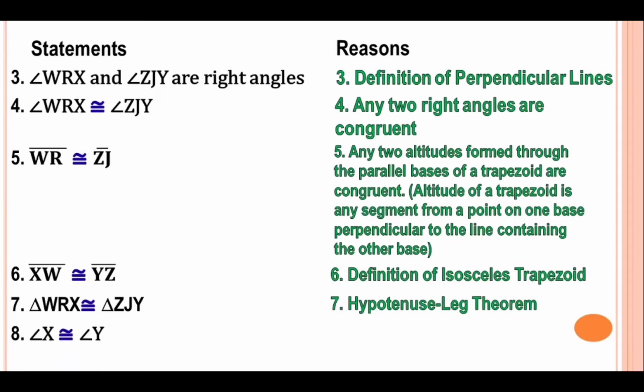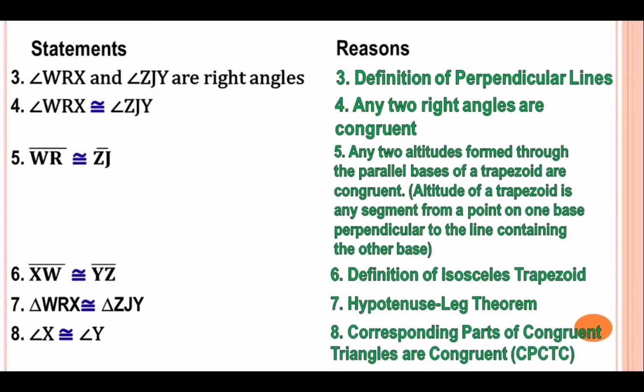Okay, so angle X is congruent to angle Y, and that is by the reason corresponding parts of congruent triangles are congruent, or CPCTC. Remember that we can only use this reason after proving that the two triangles are congruent.